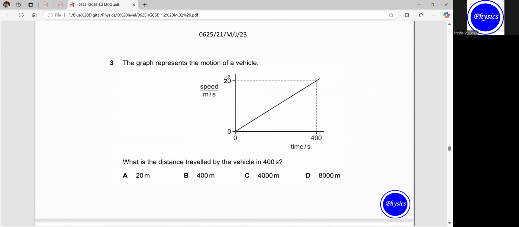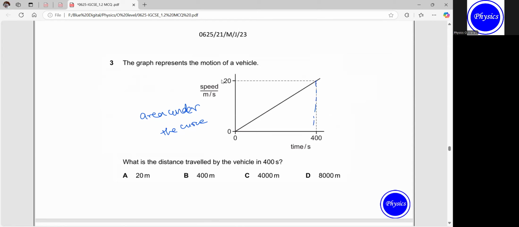The graph represents the motion of a vehicle. What is the distance traveled by the vehicle in 400 seconds? Whenever you want to find the distance traveled, for a speed time graph, you have to go for the area under the curve. So here it's a straight line, so the area under the curve is going to be a triangle. Don't get fooled by this rectangle.